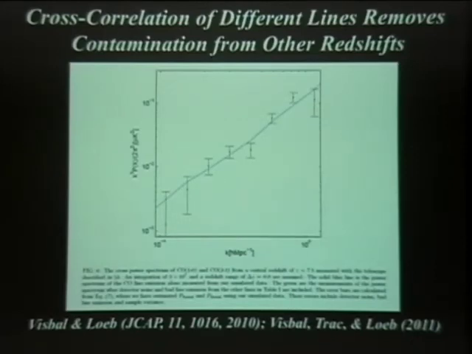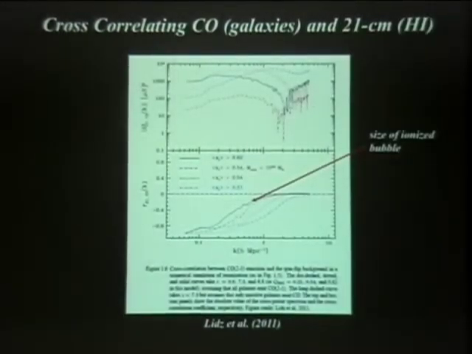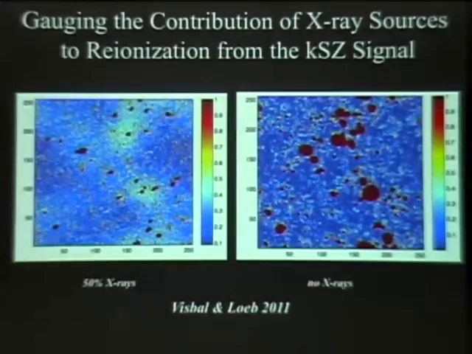And we showed that the cross power spectrum of correlating different lines allows you to get rid of spurious misidentification. I'm almost done. And so that can allow you to, in principle, infer the size of ionized bubbles. And let me close with that.